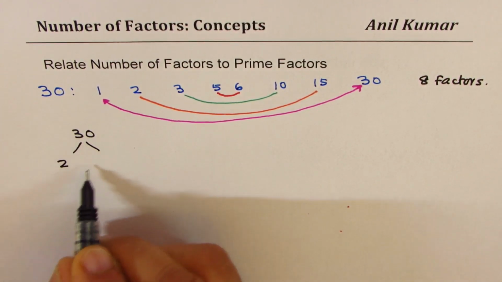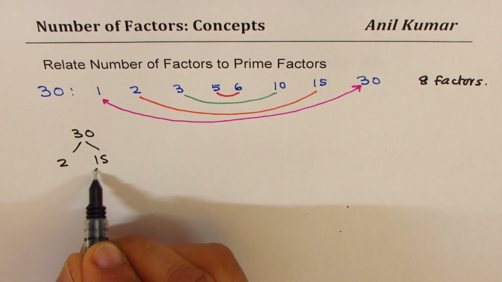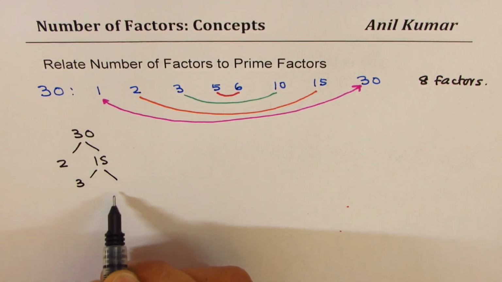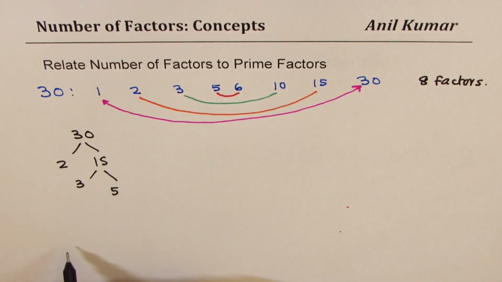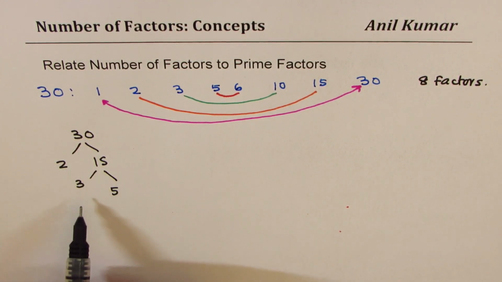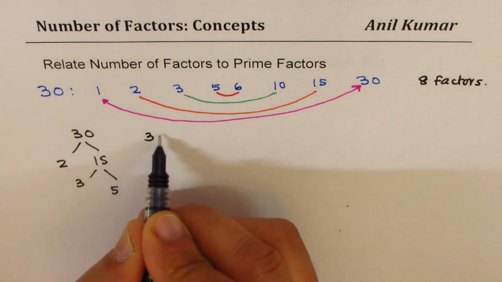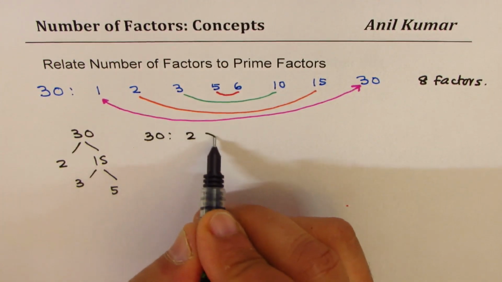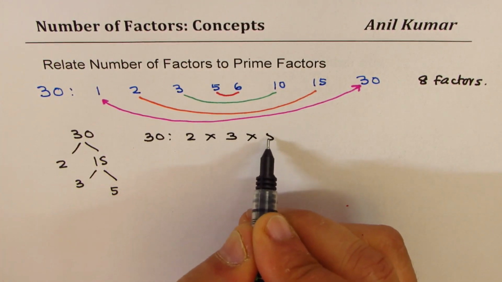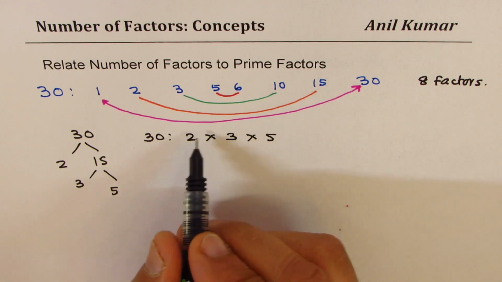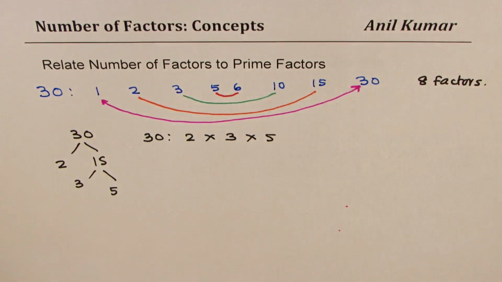So 2 times 15 is 30. We could divide now by 3. So we get 3 times 5 as 15. Okay. So we have only 3 prime factors. So for 30, we have 2 times 3 times 5. Now all these powers are 1. Do you see that? So you have a choice.